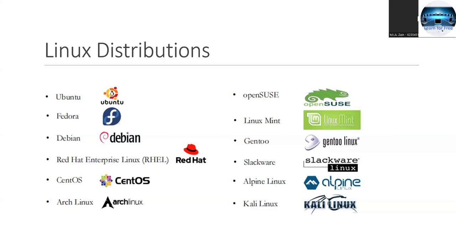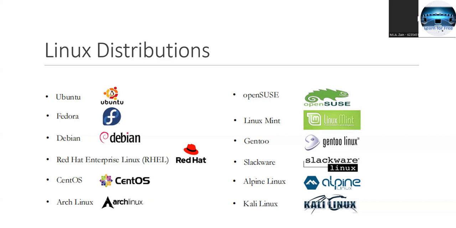Fedora is a corporate-level distribution, Debian also corporate level, but Red Hat is mostly used in corporates, like system administration. They use Red Hat, and CentOS is also similar to Red Hat. If you learn CentOS, you don't need to learn Red Hat. If you learn Red Hat, you don't need to learn CentOS. It's almost fully similar. So I will teach CentOS because I have the CentOS operating system.